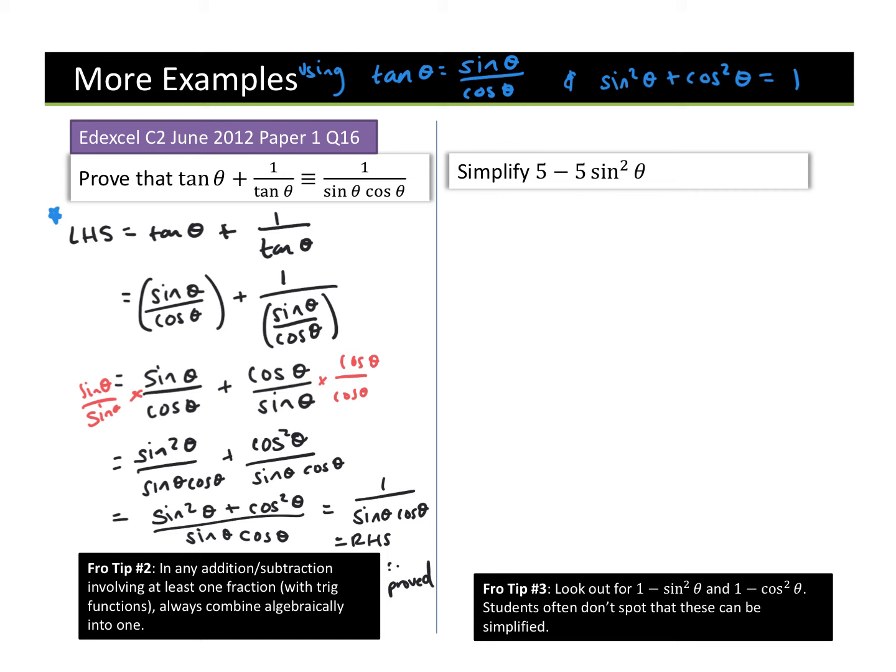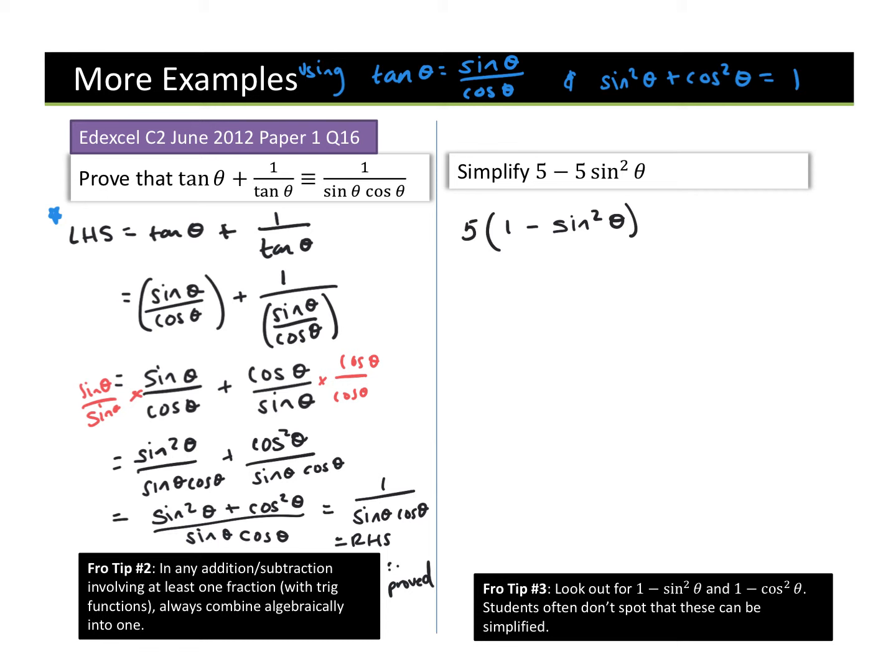Now, the next one, sometimes might catch you out, but it's really easy, okay? You know that sine squared plus cos squared equals 1. If you see a sine squared, you want to try and manipulate this. We've got 5 though, which is a bit annoying. But both of them are a factor of 5. So step 1, I can take out a factor of 5 from both to get 1 minus sine squared theta.